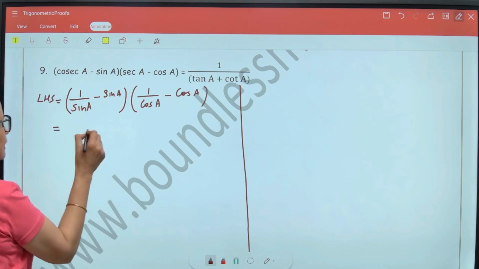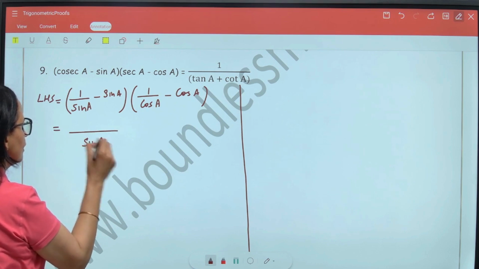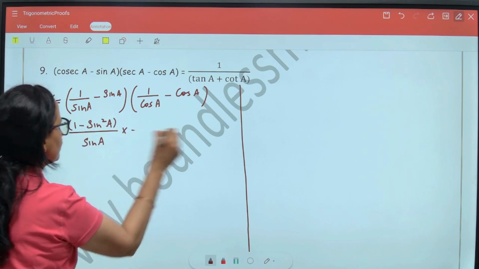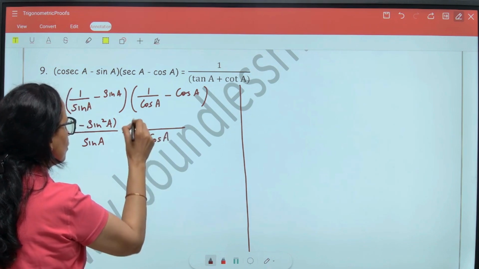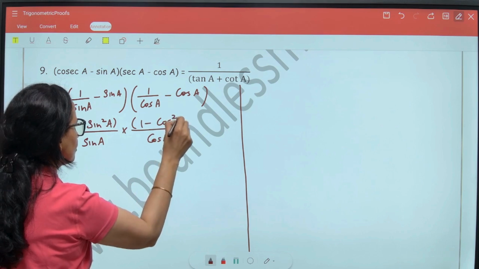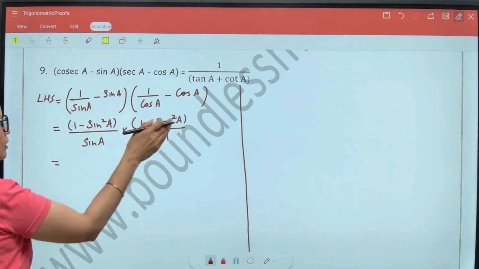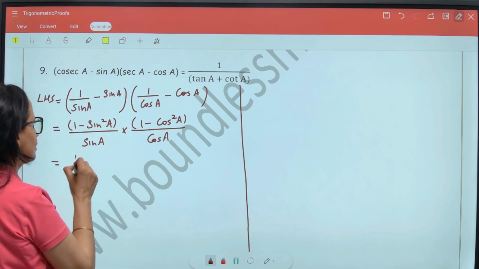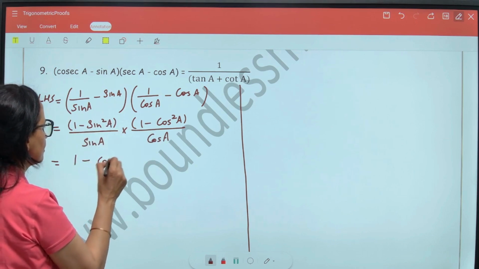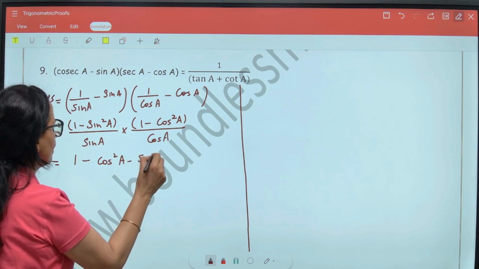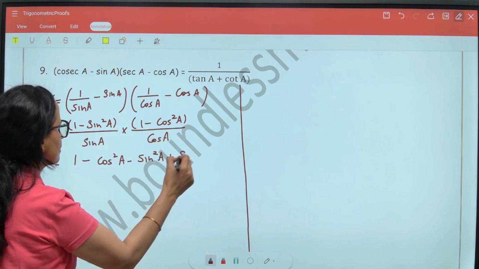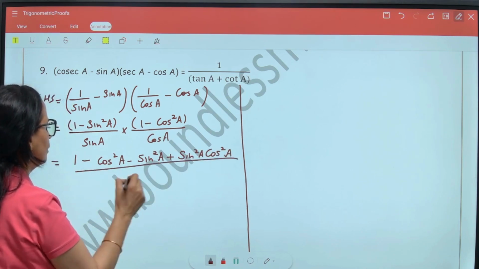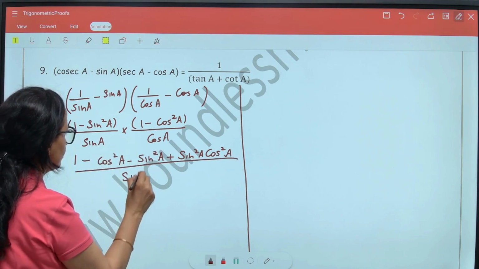Easy? Take the LCM, this becomes what? Sin A, and the numerator is 1 minus sin²A. Take the LCM here also, denominator is cos A and the numerator becomes 1 minus cos²A. Now open the brackets in the numerator using distributive property. 1 into 1 is 1, 1 into minus cos² is minus cos²A, minus sin²A, and minus into minus is plus, plus sin²A cos²A, whole upon sin A into cos A. This is what I got, right?